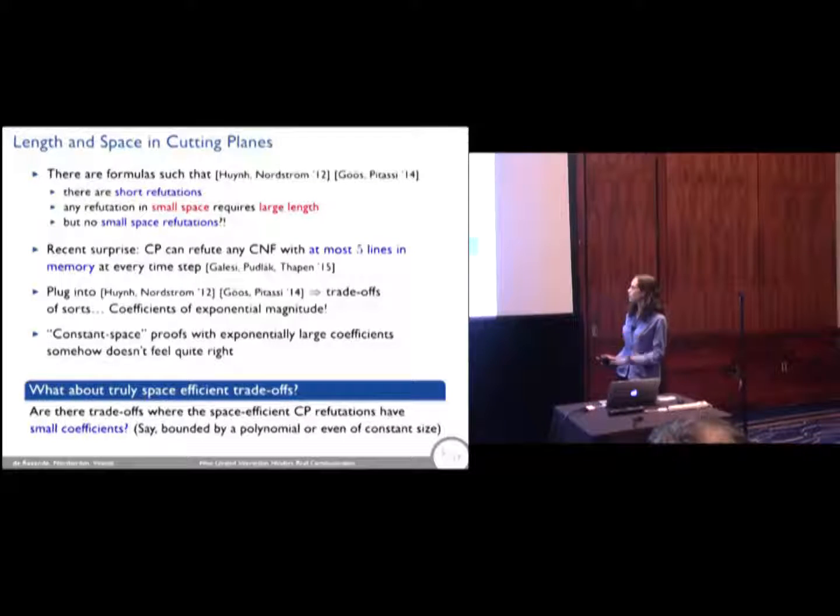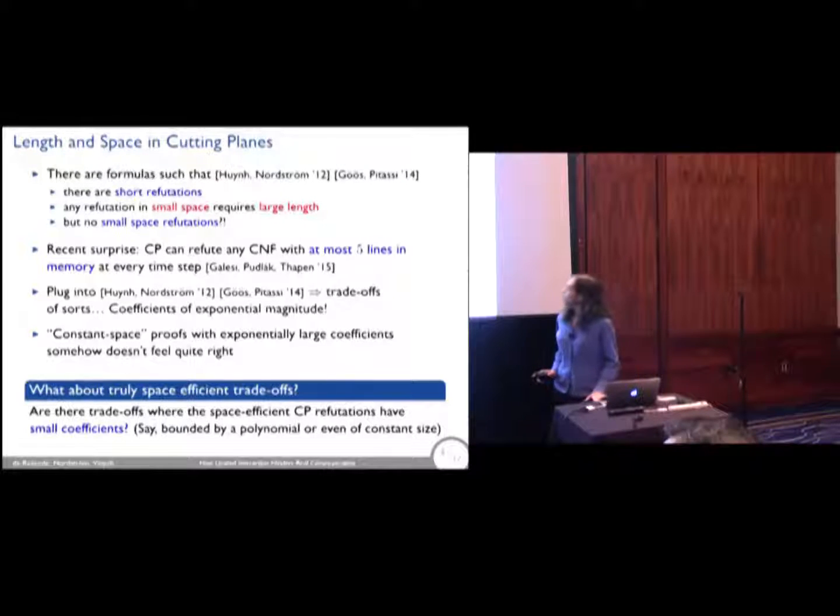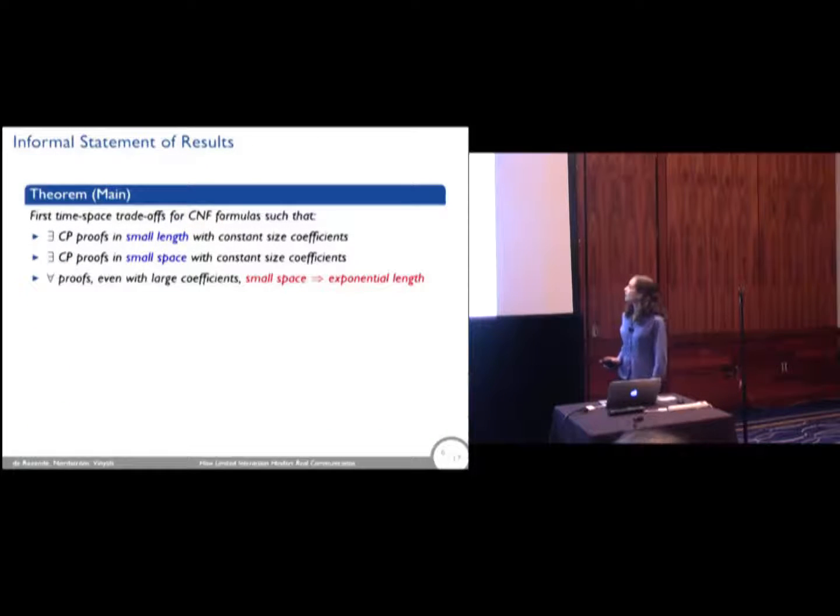So a question that arises is, what about truly space-efficient trade-offs? Are there trade-offs where the space-efficient cutting planes refutation has small coefficients? So in this work, we proved that, yes, such trade-offs do exist. There are formulas that have small length refutations with constant size coefficients. They also have small space refutations with constant size coefficients. And for any proof, even with arbitrarily large coefficients, if we try to optimize one measure, the other one blows up.